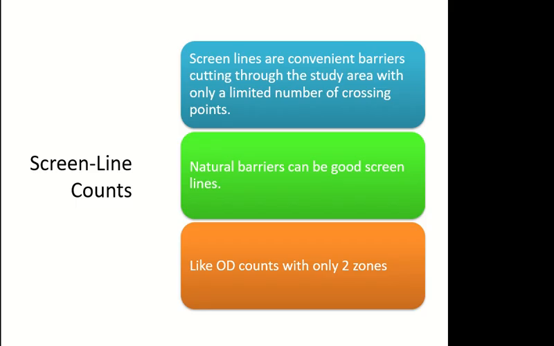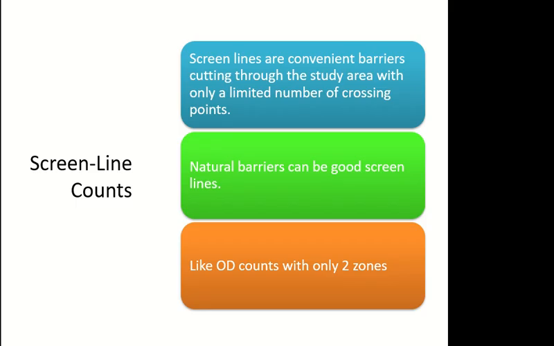So between 2 areas means we have 2 areas, right? Cordon we had only 1. So a screen line becomes a mini OD study, a mini origin destination study. Because origin destination, I told you in our example we had 4 areas, and if you are doing it for the entire city, you may have 20, 30, 50 areas. But in a screen line we only have 2 areas. So if you are doing origin destination for 2 areas only, we call it a screen line count.